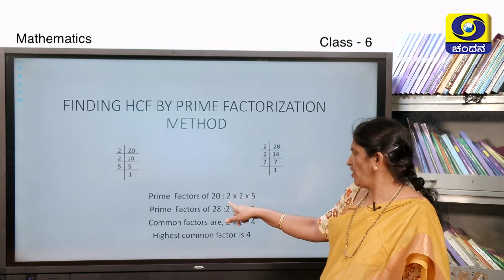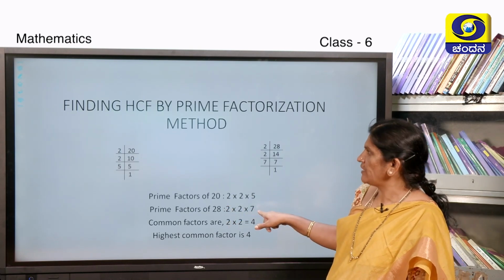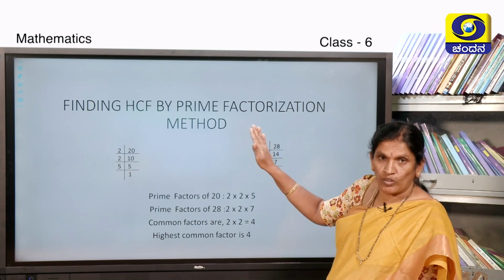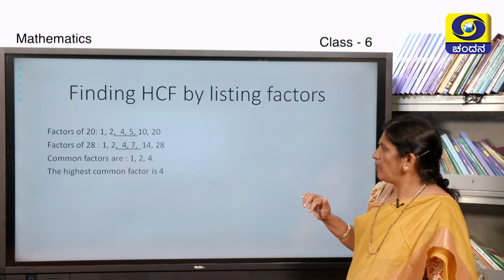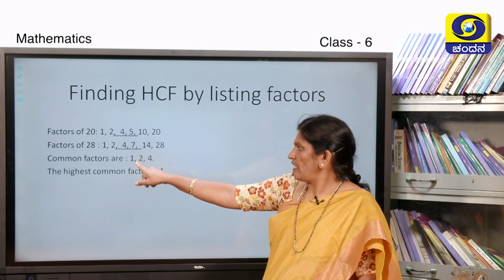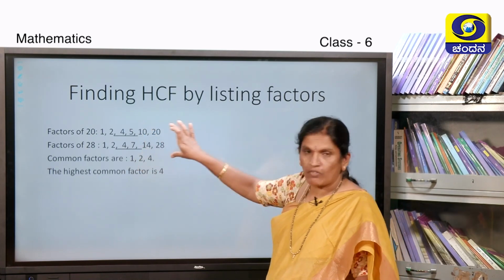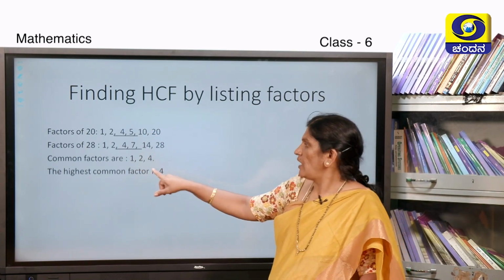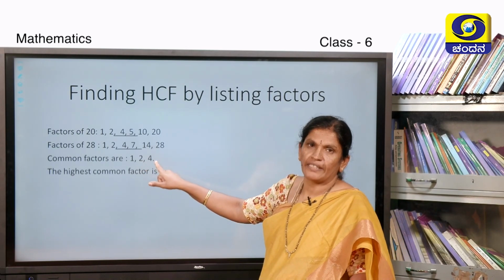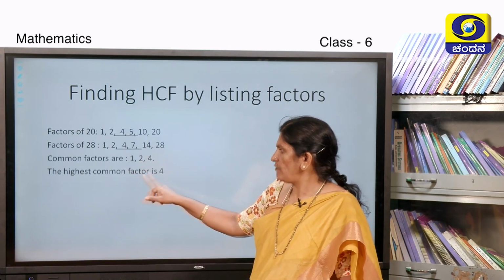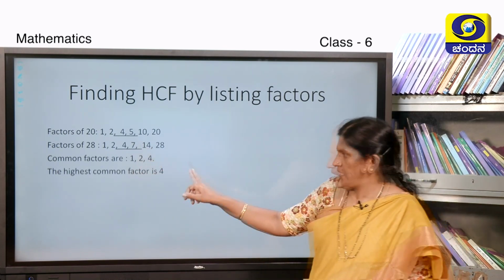Here children, we did not take 1 and the number itself because we are finding factors using only prime factorization method. But here we have taken 1, 2, 4 because we have listed the factors here. But among these the highest common factor is 4. So, highest common factor of 20 and 28 is 4.